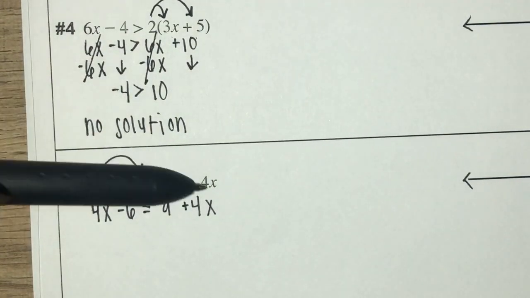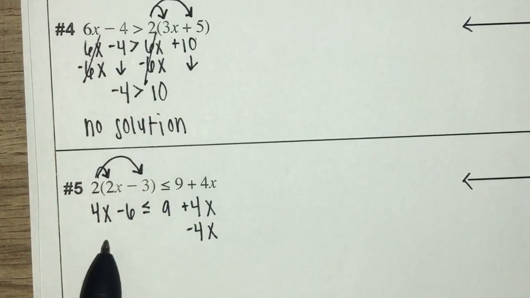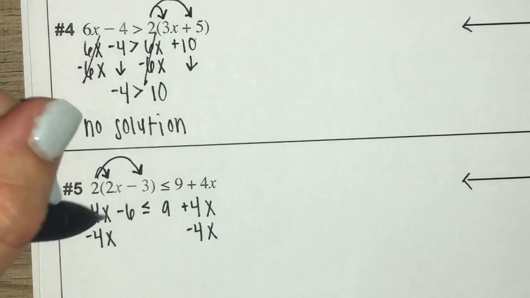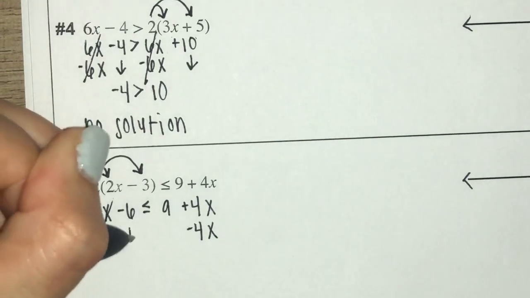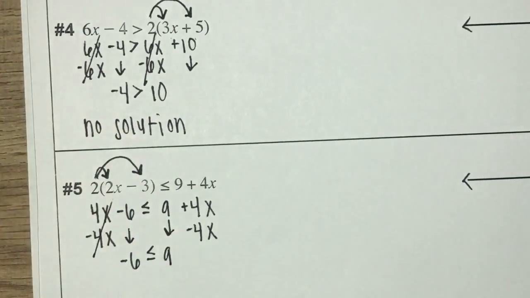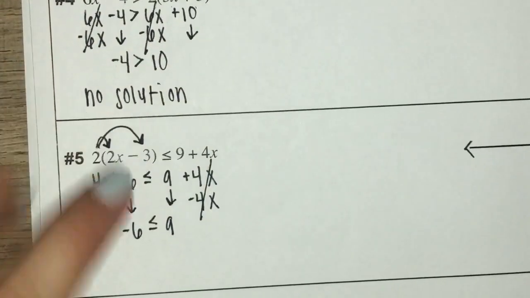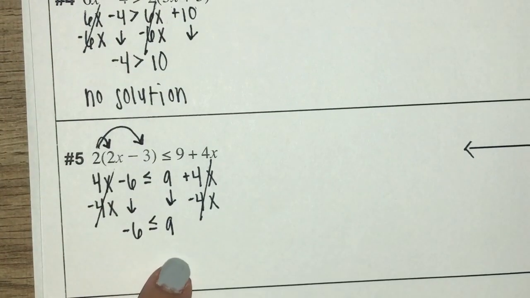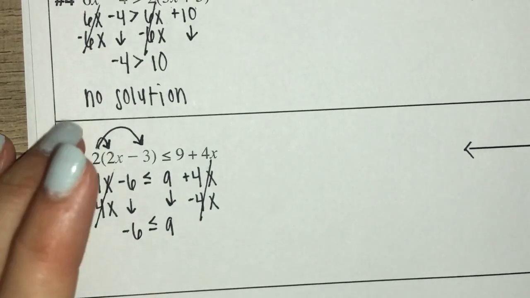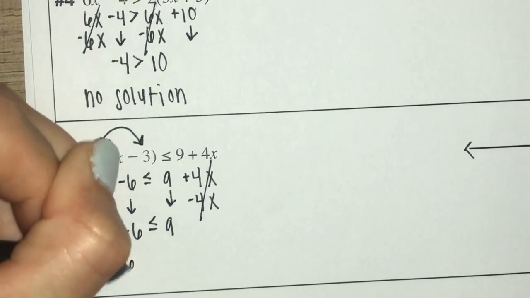And then I have a positive 4x here and a positive 4x here, so I'm going to subtract 4x from the right side and then also from the left side. So 4x minus 4x, that cancels out. I can bring down that negative 6 is less than or equal to, and I can bring down my 9, and then 4x minus 4x also cancels out. So I'm left with negative 6 is less than or equal to 9, and that's always true. That negative 6 will always be less than 9. So if it's always true, if it's a true statement, then your answer is all real numbers.